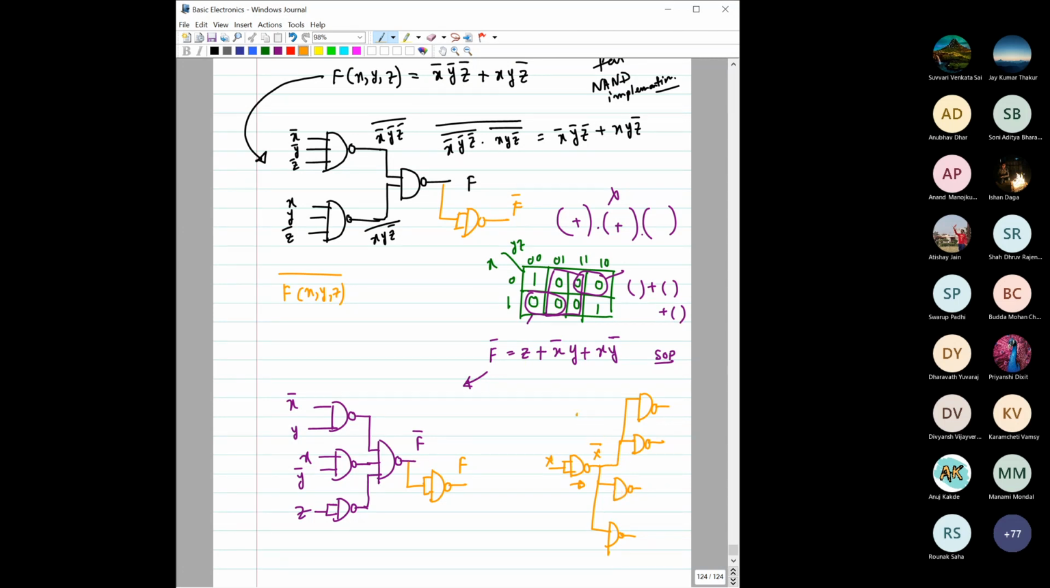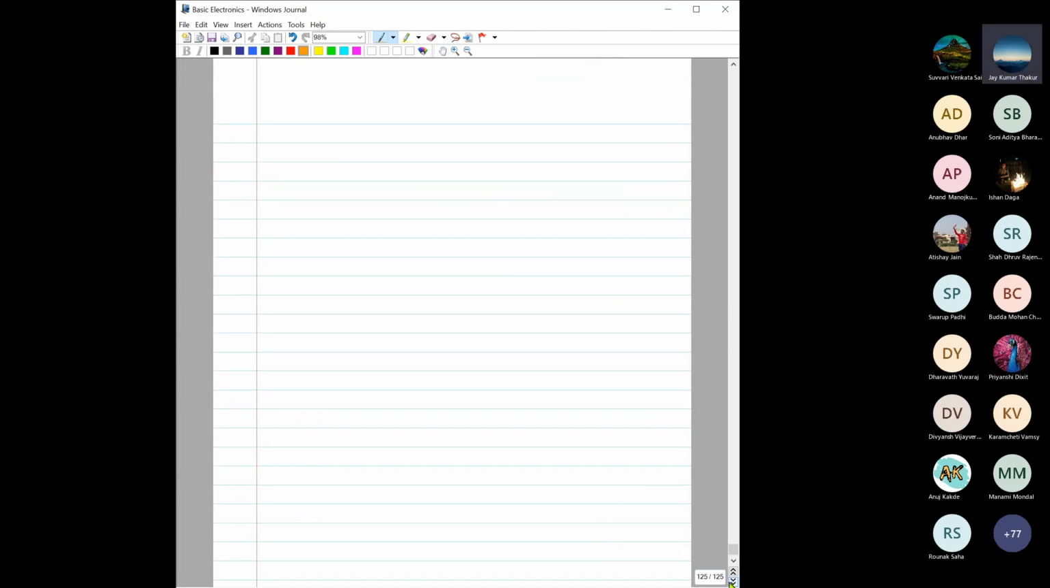So better that we take a maximum of 3 as input and output, to be on the safe side as of now. Okay, sir. Yes, that is a very good question. Okay, now here is the NOR implementation.